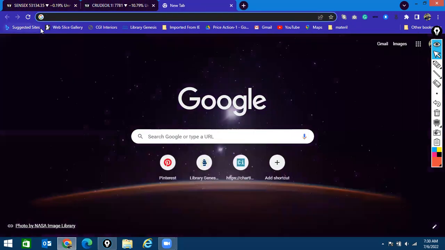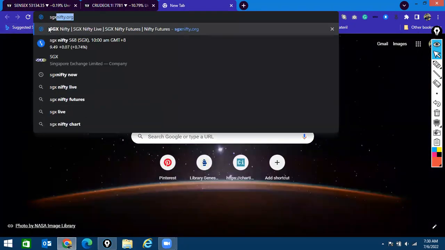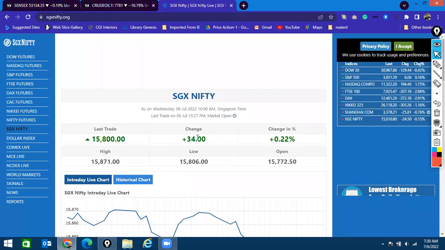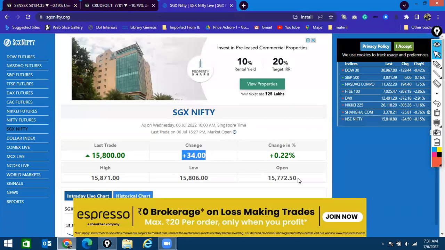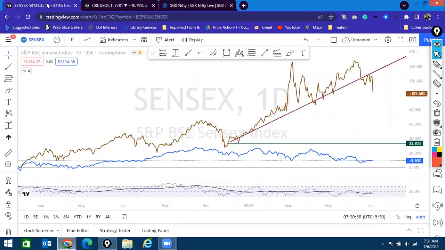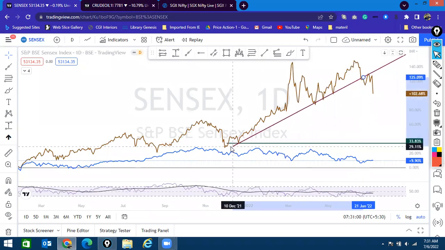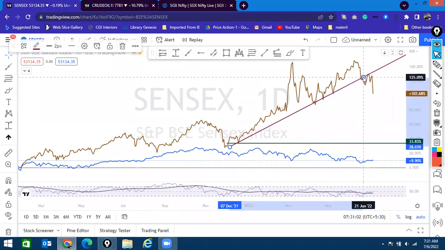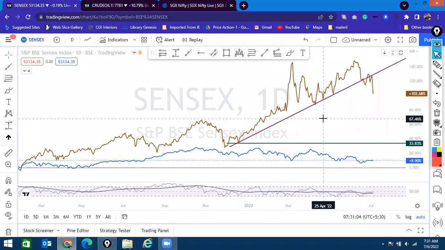So let's check out the SGX Nifty right now. It's showing positive, not much, but yes, showing positive for a while. The market is very volatile and unstable. Heavy FII selling has been there for the last many months. So keep a low profile for a while. Don't trade.